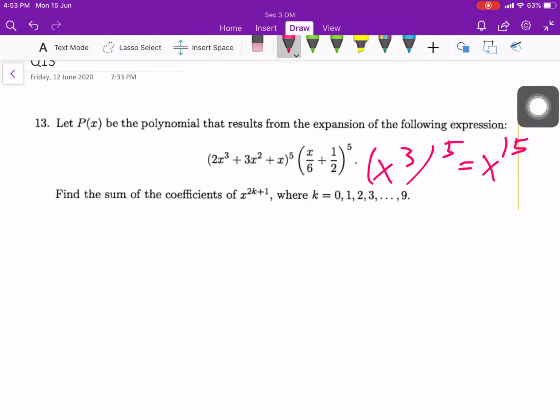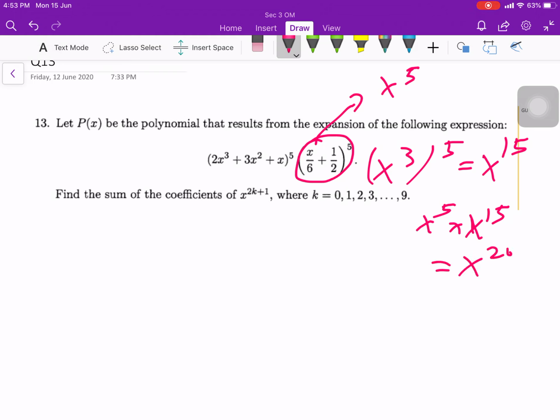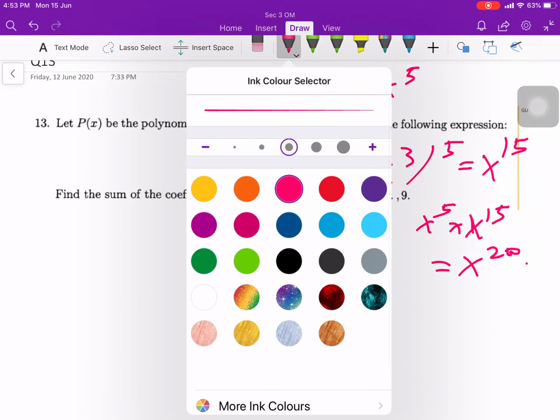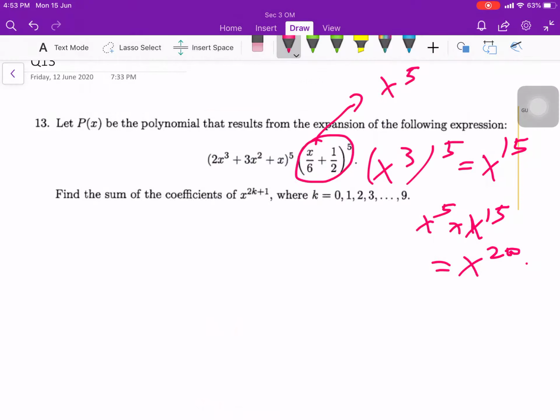And then if you look at the second expansion, you will get the highest power of x to the power of 5. Therefore, x to the power of 5 times x to the power of 15, the highest power of the whole expansion is actually 20. Agree or not? Therefore, if you expand out everything, the highest power of x that you can get is x^20.